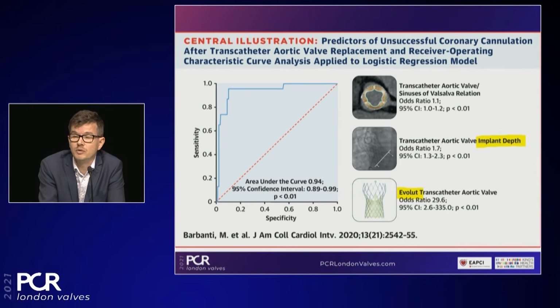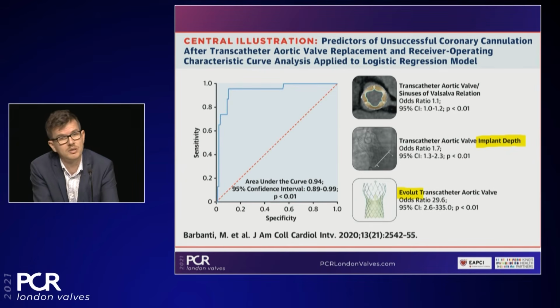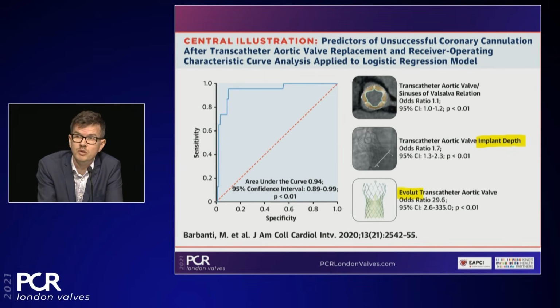Other markers for possible problems with recannulation of the coronaries include implant depth, meaning that the higher the implant is, the higher the sealing skirt will be, and the more likely it is that the sealing skirt covers the height of the coronary artery. Another smaller marker, as alluded to previously, is shallow space in the sinuses of Valsalva. It's more difficult to maneuver between the stent and the sinus of Valsalva if you have a shallow sinus. But that seems to have minor importance in this study.